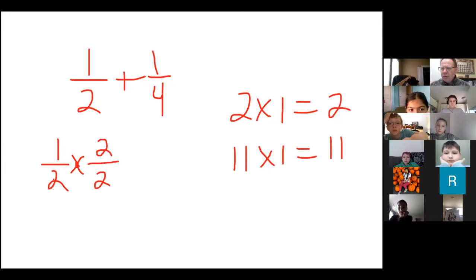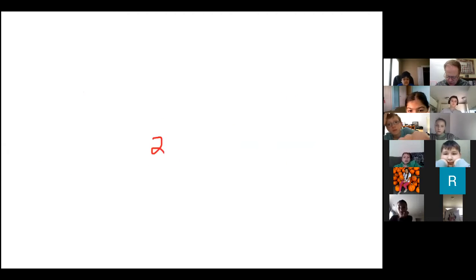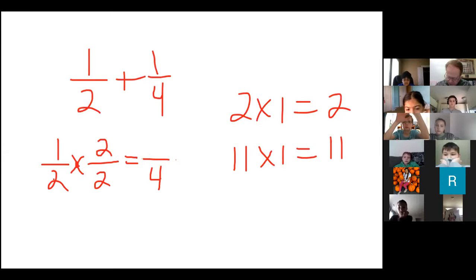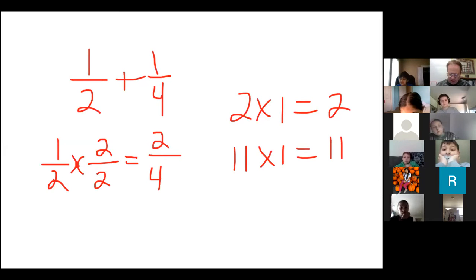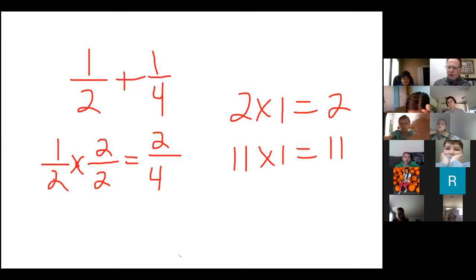Mm-hmm. So now I'm multiplying by a fraction that's going to change my bottom number into a 4. It'll also change my top number. What happened here? All right, must have accidentally hit something. So it's going to change my top number into a 2. Now, you all know 2/4 is equal to 1/2. When you've reduced fractions, you've known that that's the case. And so you can see it's the same amount. It just looks different. Okay. And so that's the idea, that we're changing this into the same amount, but it looks different.